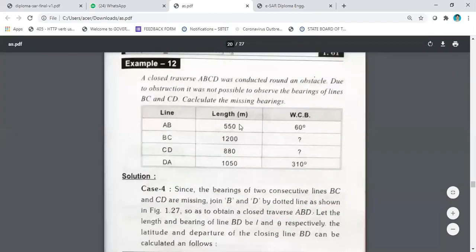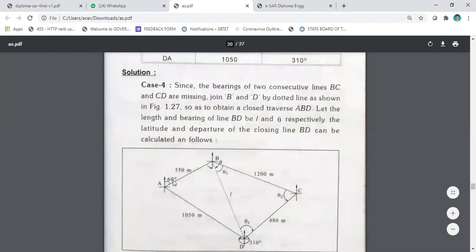That means for the AB line, length and bearing are there, so you can calculate latitude and departure. So you should consider AB as well as DA. For DA also we have length and whole circle bearing. With the help of these two, we can calculate latitude and departure. So let us consider only two lines, AB and DA. When you consider AB and DA, then the closing side will be DB or BD. This will be the closing side.